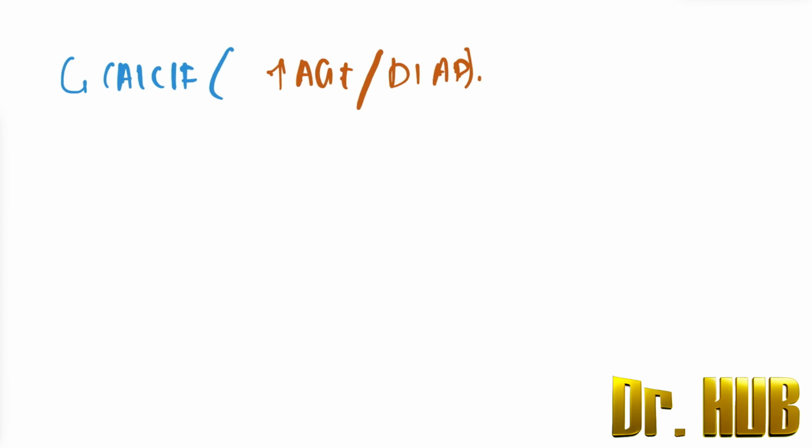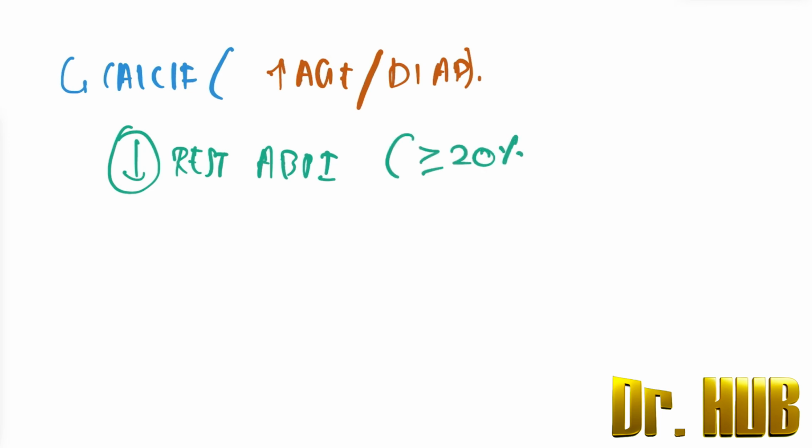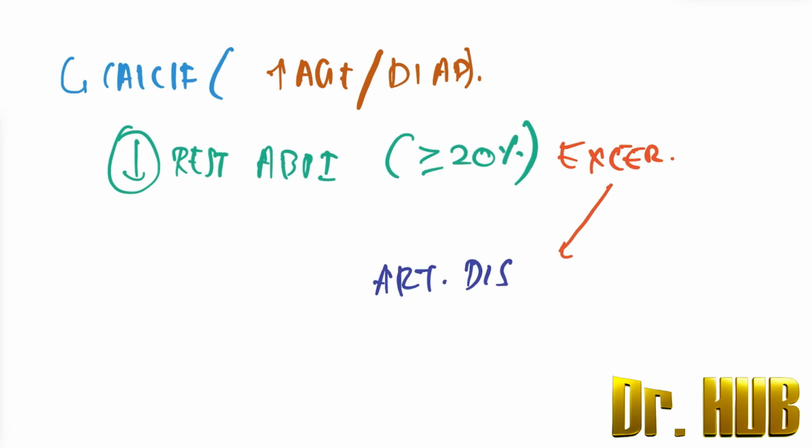Now, if there is a fall in the resting ABPI of greater than 20% after exercise, this is indicative of arterial disease.